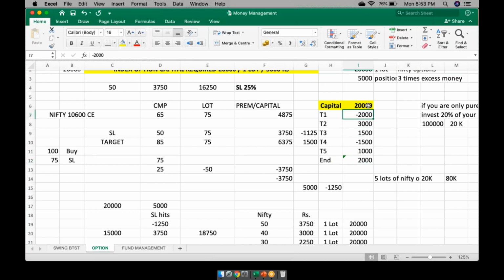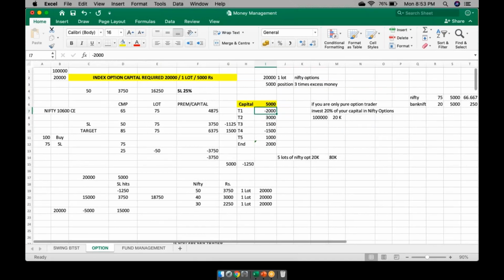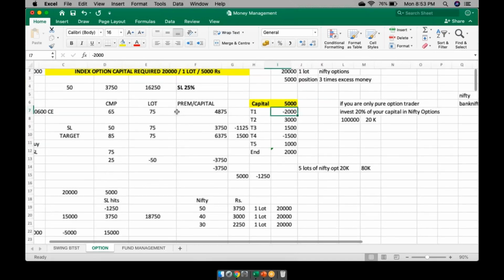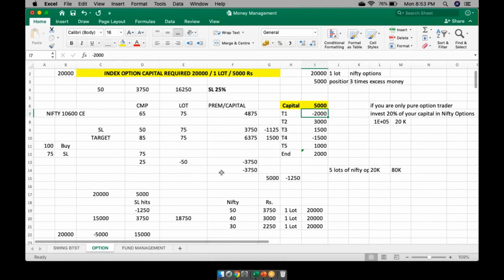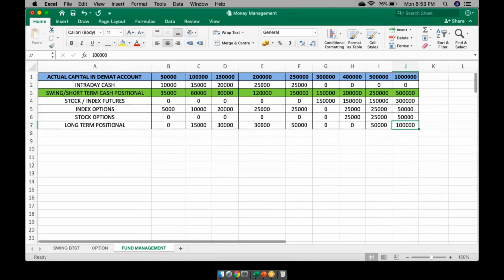But on the first day, if your investment is 5,000 rupees, you will not have capital to take the next trade. So we need at least 4 times the capital in reserve to trade in options. In simple terms, you can trade only 5% of your capital in options, or a maximum of 10% if you are an expert.